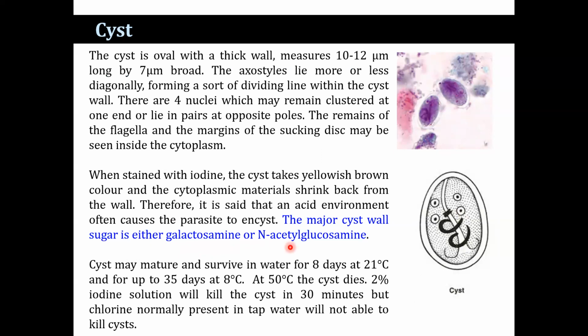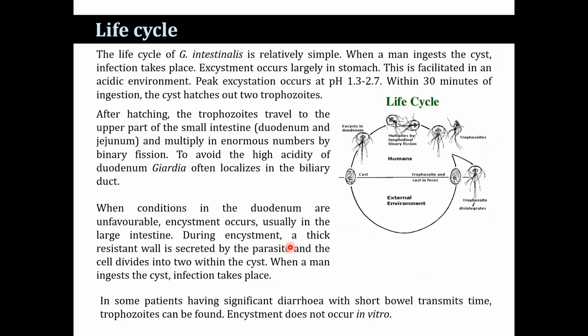Cysts may mature and survive in water for 8 days at 21 degrees centigrade and for up to 35 days at 8 degrees centigrade. At 50 degrees centigrade, the cyst dies. A 2% iodine solution will kill the cyst in 30 minutes, but chlorine normally present in the water is not able to kill the cyst. Now, if we see the life cycle of Giardia intestinalis, it is relatively simple.